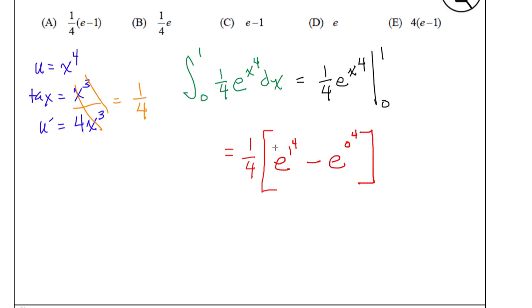All right, so 1 to the 4th is just 1. So e to the 1 is just e. And 0 to the 4th is 0, e to the 0 is 1, so this is e minus 1, and then I have that 1/4 being still factored out. And I could multiply it back in and distribute, but I don't need to because the answer is A.